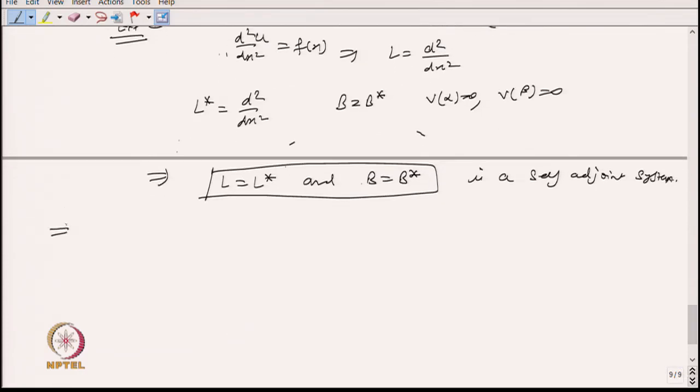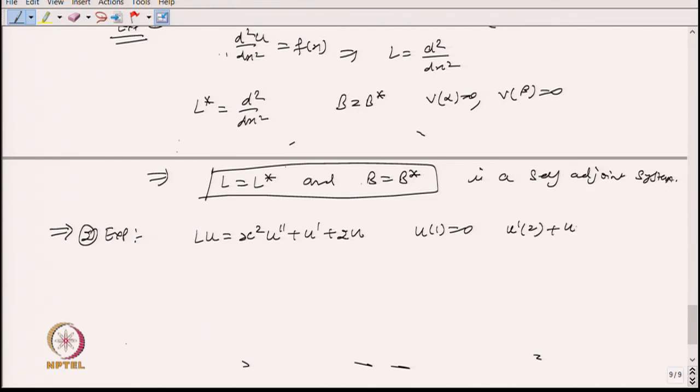Now, I go with another example. So, this is example 2. So, let us take this equation. My L u, I am just taking x square u double dash plus u dash plus 2u. So, this is my operator, and then I am applying this boundary condition, u dash 2 plus u 2 is equal to 0. So, this is the boundary condition I have taken.